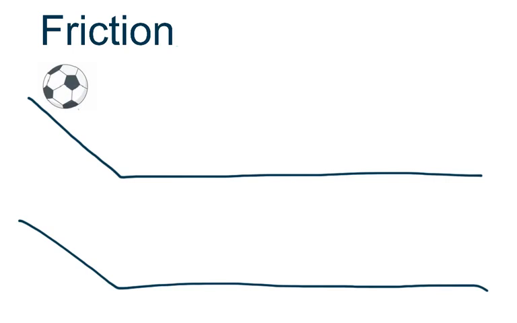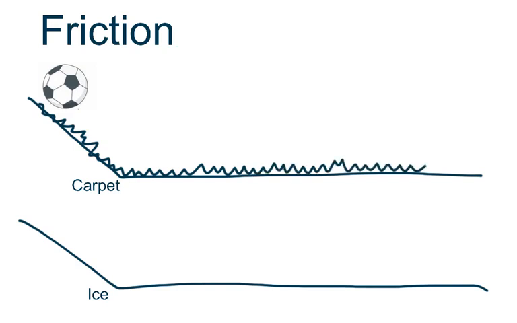Now let's say we're going to put my ball on two different ramps. One of the ramps is going to be covered in carpet, and the other ramp will be covered in ice. Now let's think about the physical properties of each of these surfaces. Carpet is a little bit bumpy. I know when I look at carpet, you can see each of those little pieces of fabric or string kind of sticking up and causing it to be a little bit bumpy.